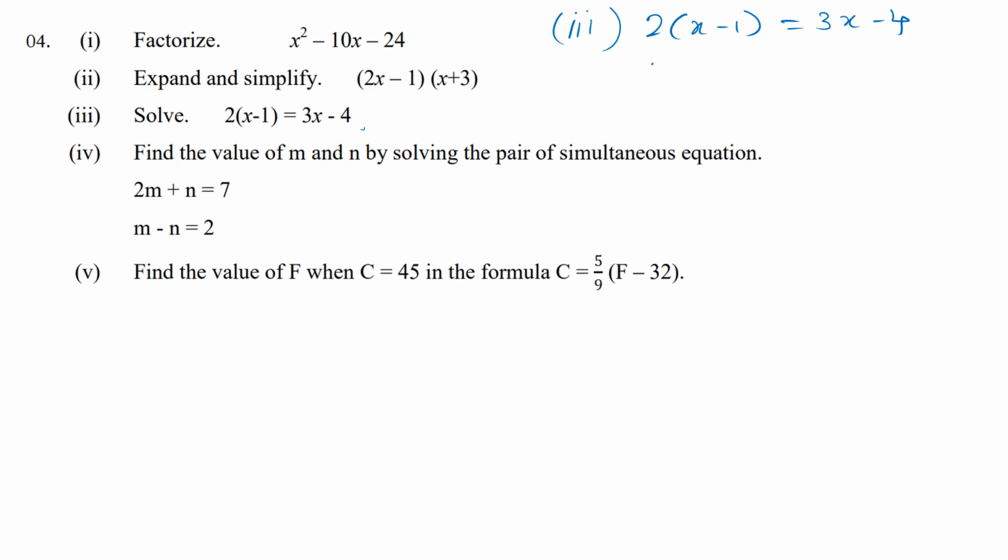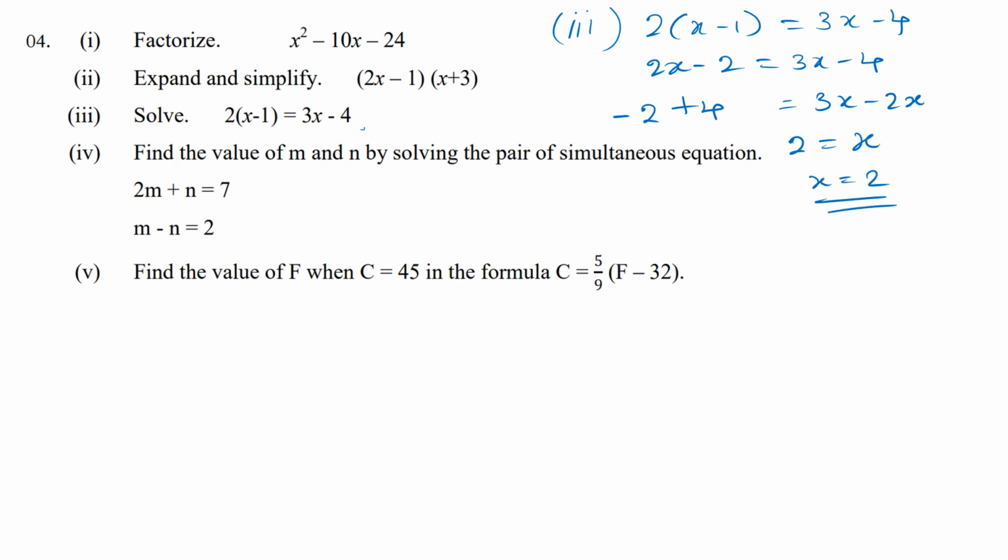Then you can simplify this. 2x minus 2 is equal to 3x minus 4. Then you can take x to the right side, and that means 3x minus 2x. You can take minus 4 to the left side, that means minus 2 plus 4, and then it is 2 equals x, that means x equals 2. This is the answer, right?